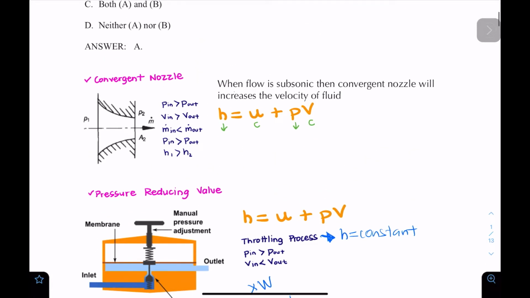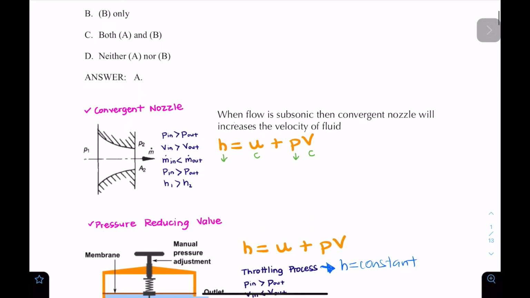But we also have the information with regard to the convergent nozzle. For the convergent nozzle, we're gonna start with basically the pressure here. The area here gets bigger and then this area gets smaller. So we have a permanent restriction here, right? On this side.